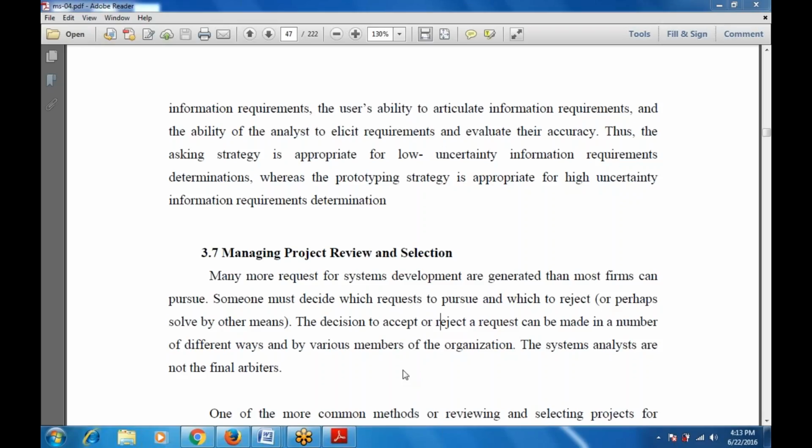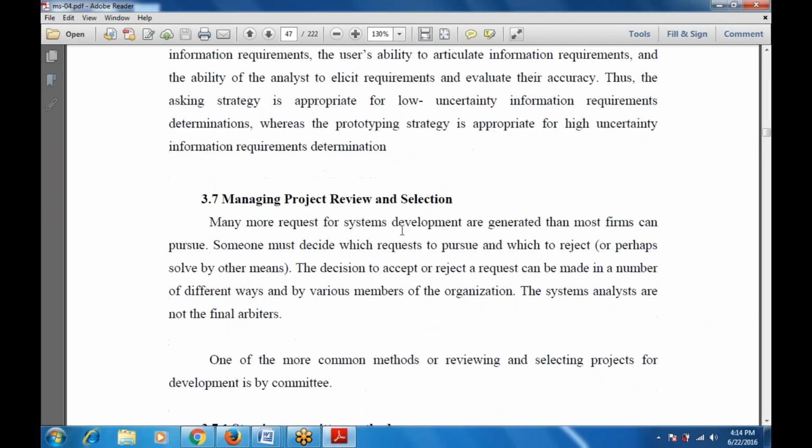So, the next topic that we are going to study in today's class is managing project review and selection techniques. In the last class, we studied the various project selection criteria, how we can manage the project, and what is used for project evaluation, project review and selection. The next topic is how to manage them.